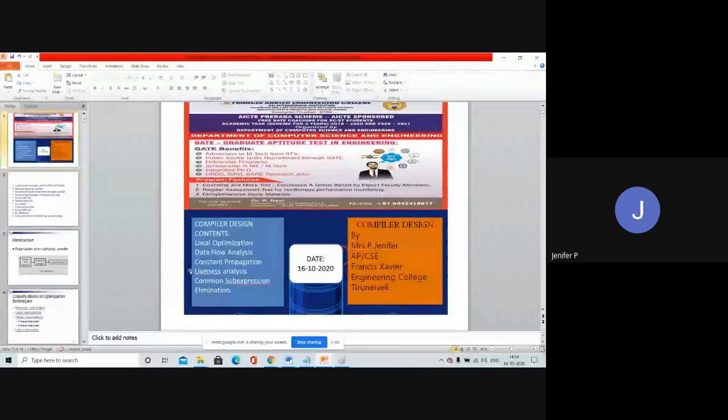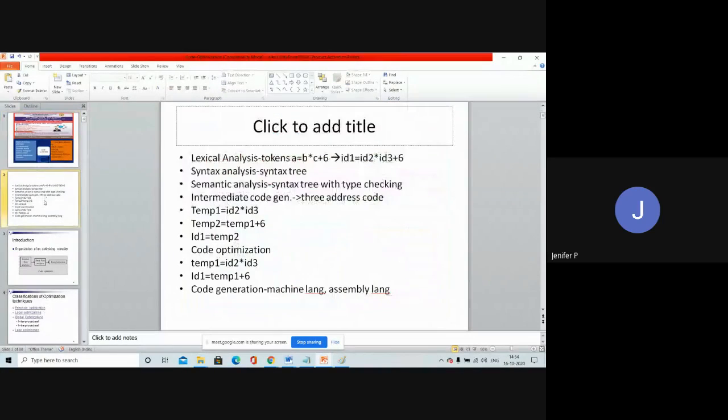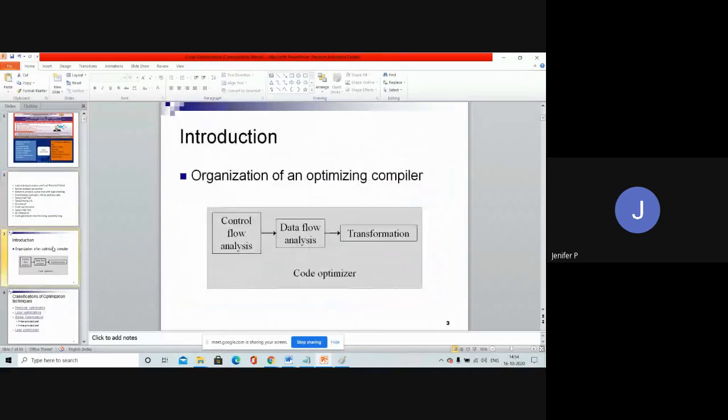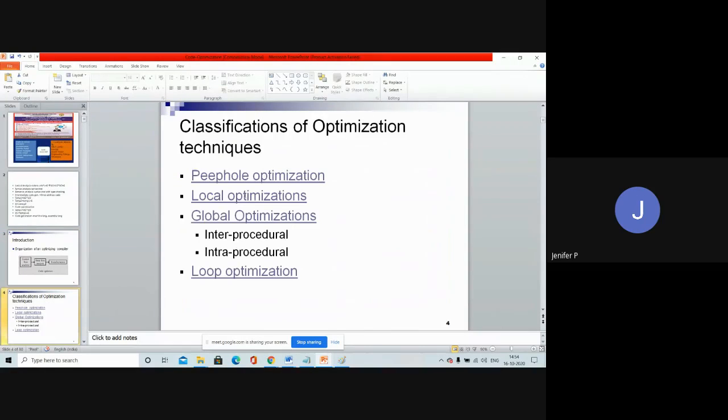We started with optimization. Why do we go for optimization? We had a recap of all the phases, right? Then why we go for optimization, and what is important in optimization: control flow analysis and data flow analysis. Then we have seen the various optimization techniques: peephole, local, global, and loop.